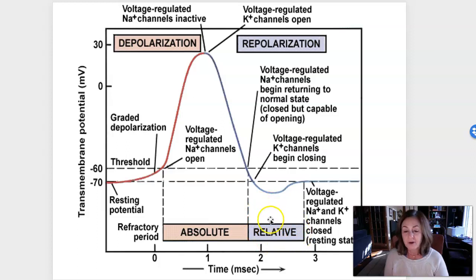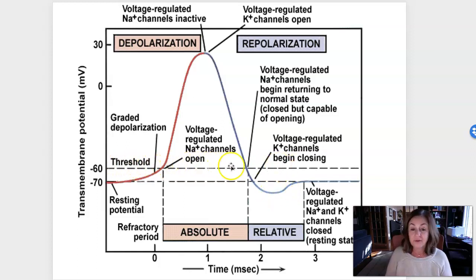The relative refractory period means that the voltage-regulated sodium channels are closed. Okay, so we could generate another action potential. We could stimulate the axon enough to open those voltage-regulated sodium channels again. But here's the thing. At this point in time, remember how there's a hyperpolarization that follows an action potential? It makes it harder to reach threshold.